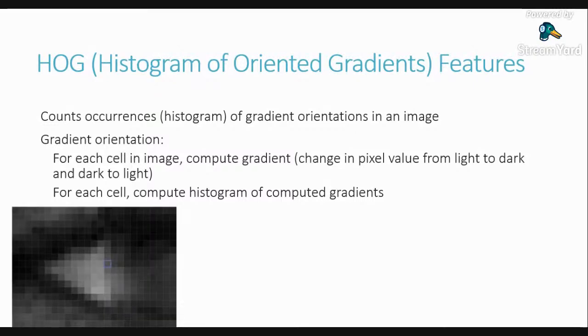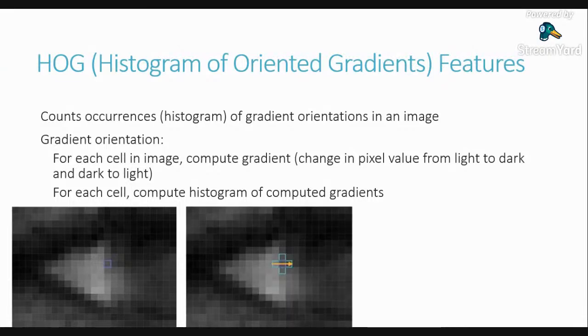Let's say this is a small part of the image that we saw in one of the previous slides. Here each square is a pixel, so this is a very small image. I have zoomed in so that you can see each pixel very clearly. We can see that there are a few dark pixels and a few light pixels, and I have highlighted one pixel in blue. Let's say we compute the gradient value at that particular pixel.